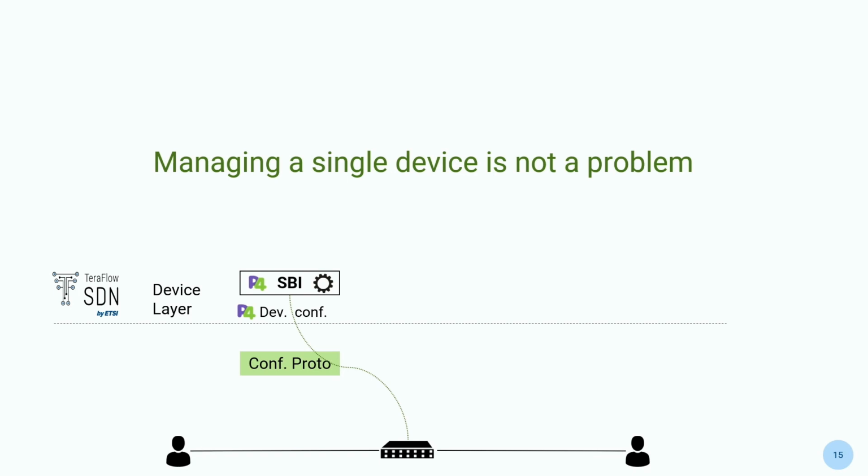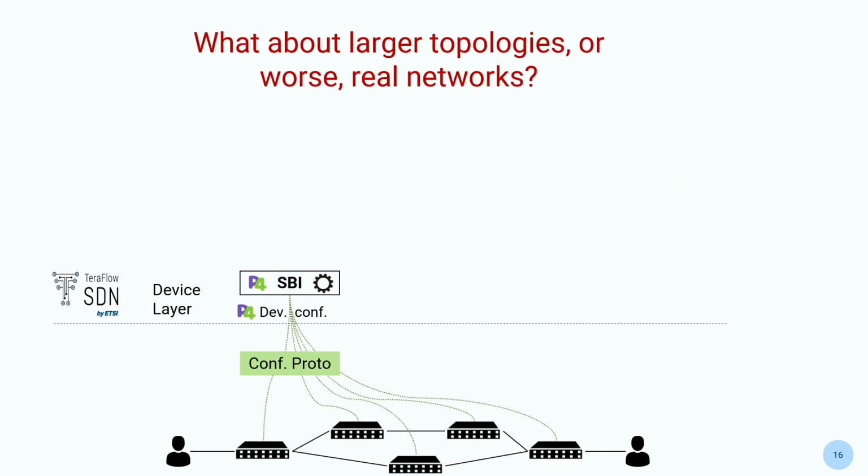Now, it's pretty simple. Actually, if you have to manage just a single device, it's really handy. Managing one device is not a problem. The real problem here comes when we have more complex topologies, and especially when we have real networks. In this case, you need to manage a lot of those devices at the same time, and in some cases, some of those devices will not have the same tables as the others, right? So you cannot assume that every device will have the same P4 program installed. So the complexity of managing more and more devices is actually quite hard.